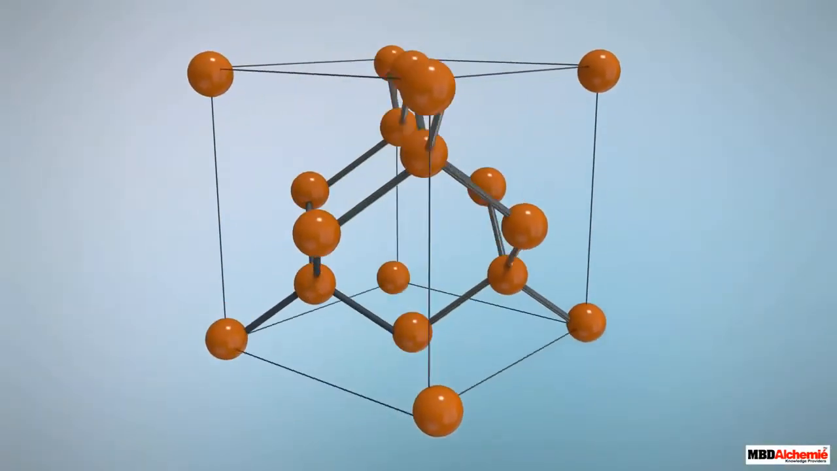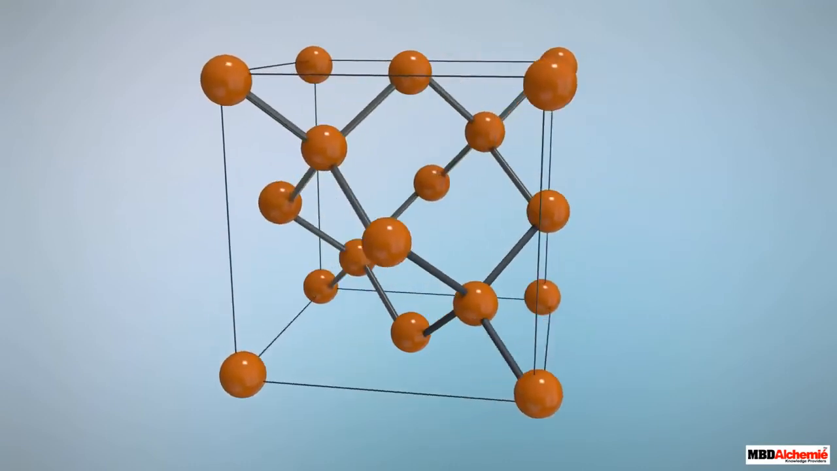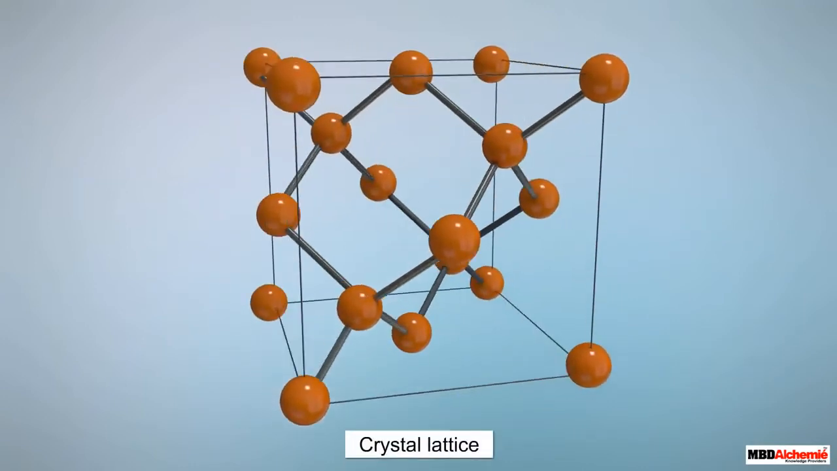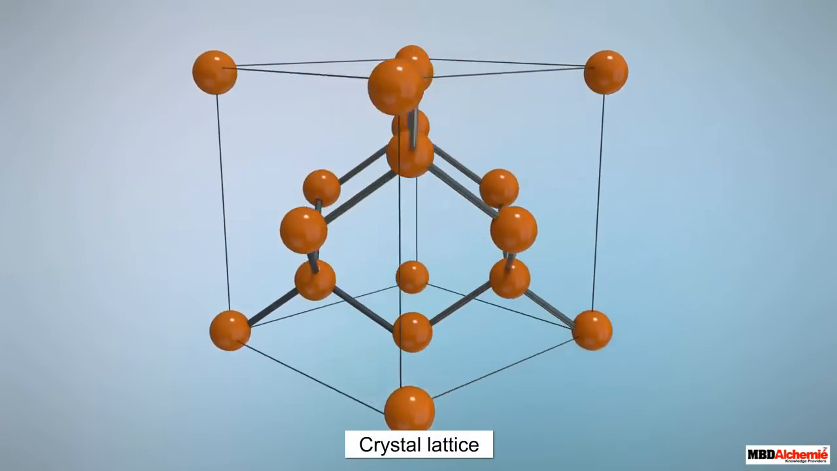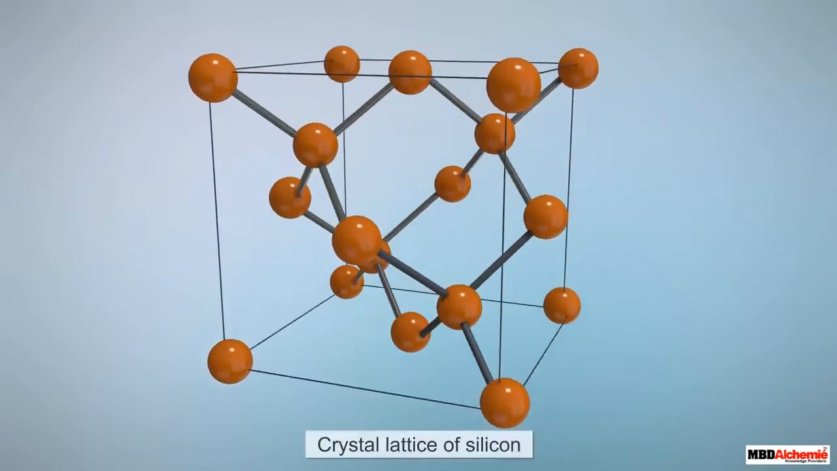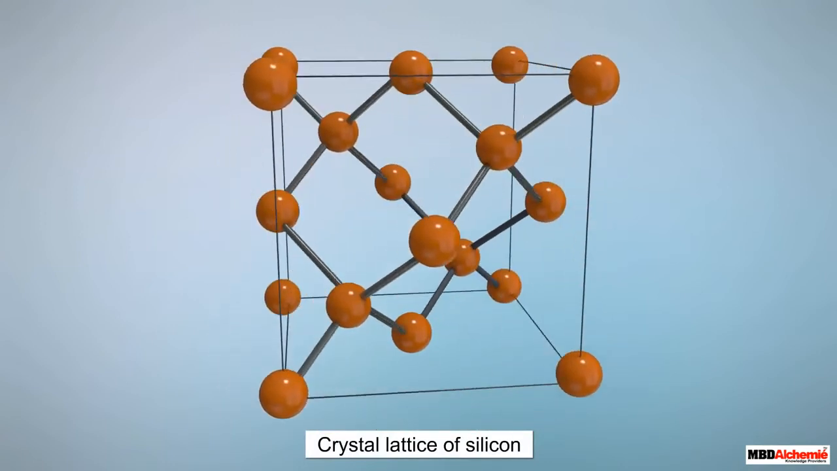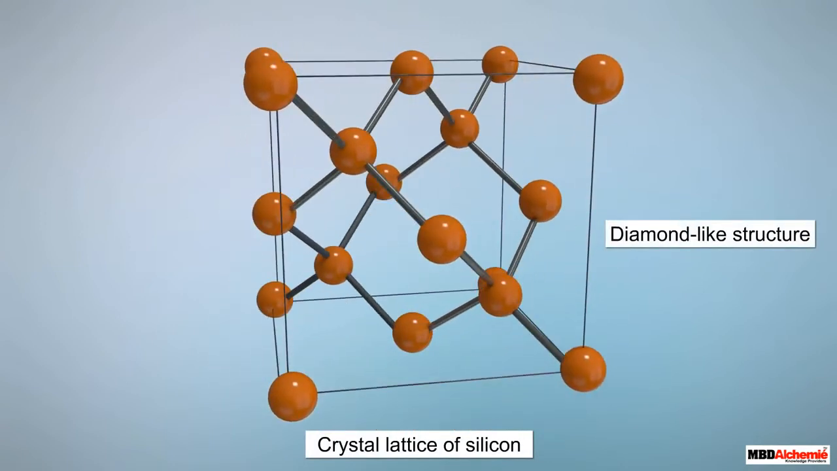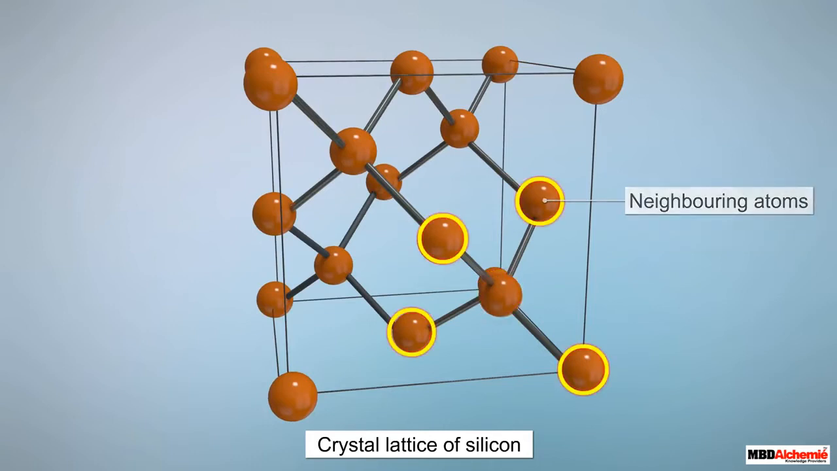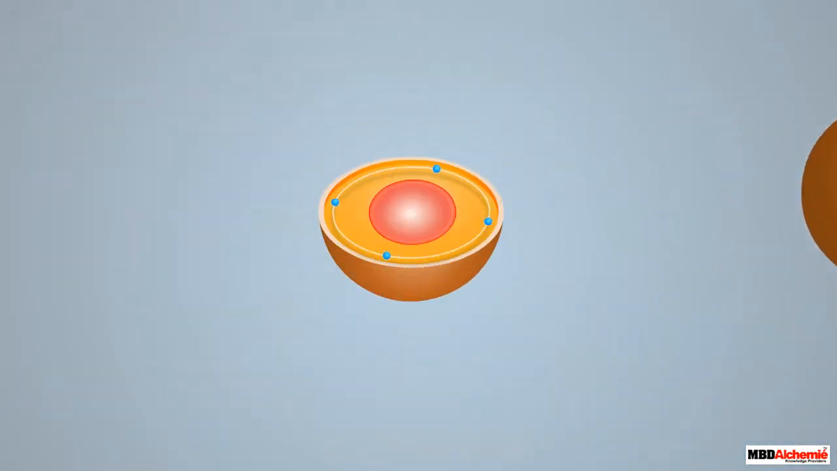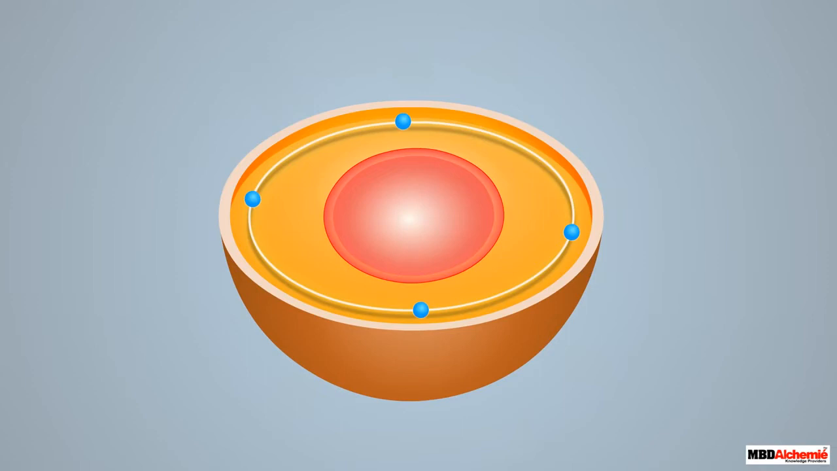The atoms of intrinsic semiconductors are closely grouped together in a crystalline pattern called a crystal lattice. Let us consider the crystal lattice of silicon. This is a diamond-like structure. Each atom is surrounded by 4 nearest neighboring atoms. We know that each silicon atom has 4 valence electrons.